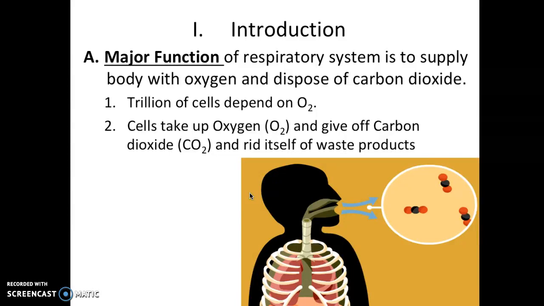The major function of the respiratory system is to supply the body with oxygen and dispose of the carbon dioxide that's given off by your cells during cellular respiration. Trillions of cells depend on oxygen. Cells will take up oxygen, give off carbon dioxide, and rid themselves of waste products. All of this that I'm talking about is cellular respiration. It's how your cells gain energy. They take what you consume, such as glucose, and use it for the cells' energy. Oxygen and CO2 are also a big part of that.